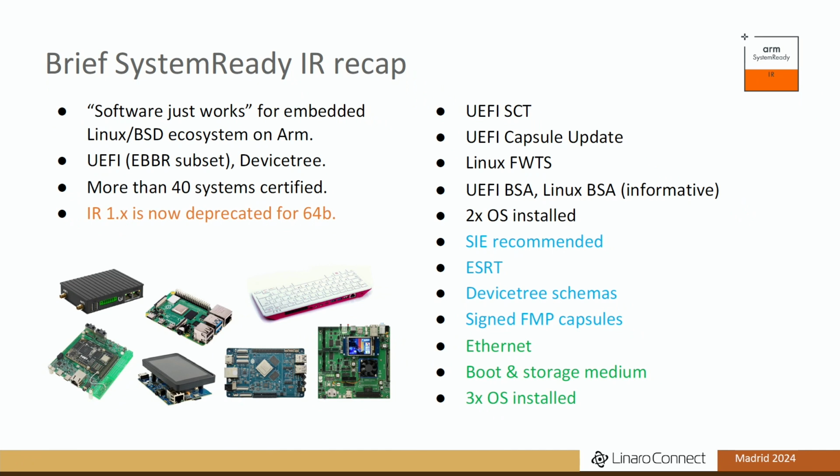So you see in black the characteristics of IR 1.x, which was largely about booting an OS, a standard off-the-shelf OS on the system. Later on, the ingredients in blue were added by IR 2.0 timeframe, so that's about security and starting the device tree verification journey. And lastly, in green, the ingredients added by IR 2.1 time, which are about quality of the higher level features of the system.